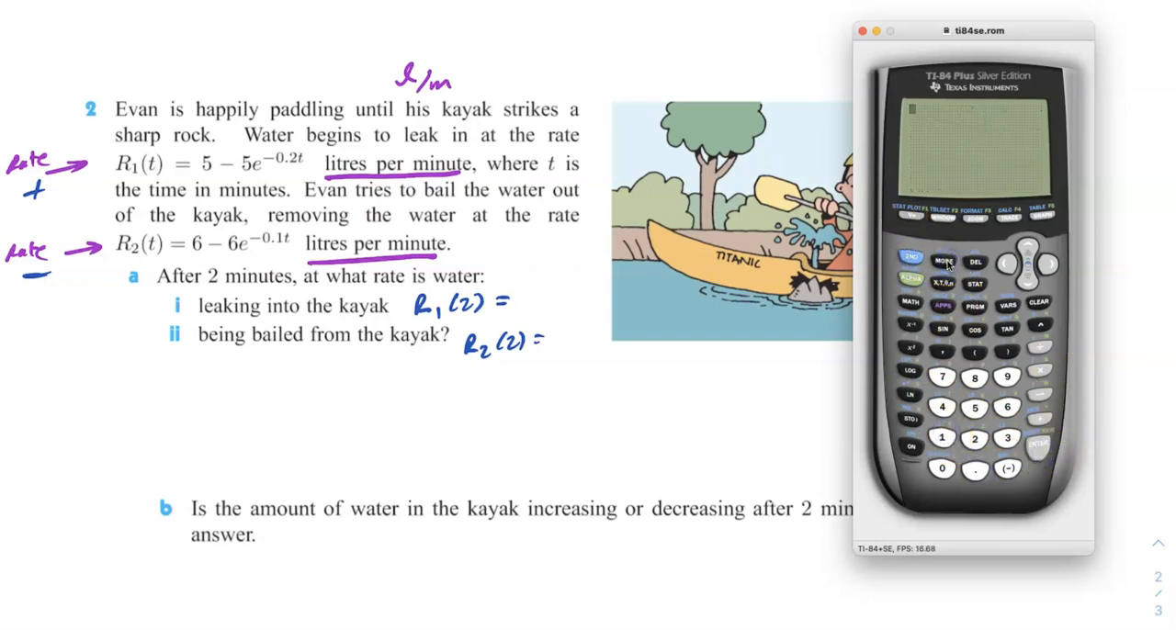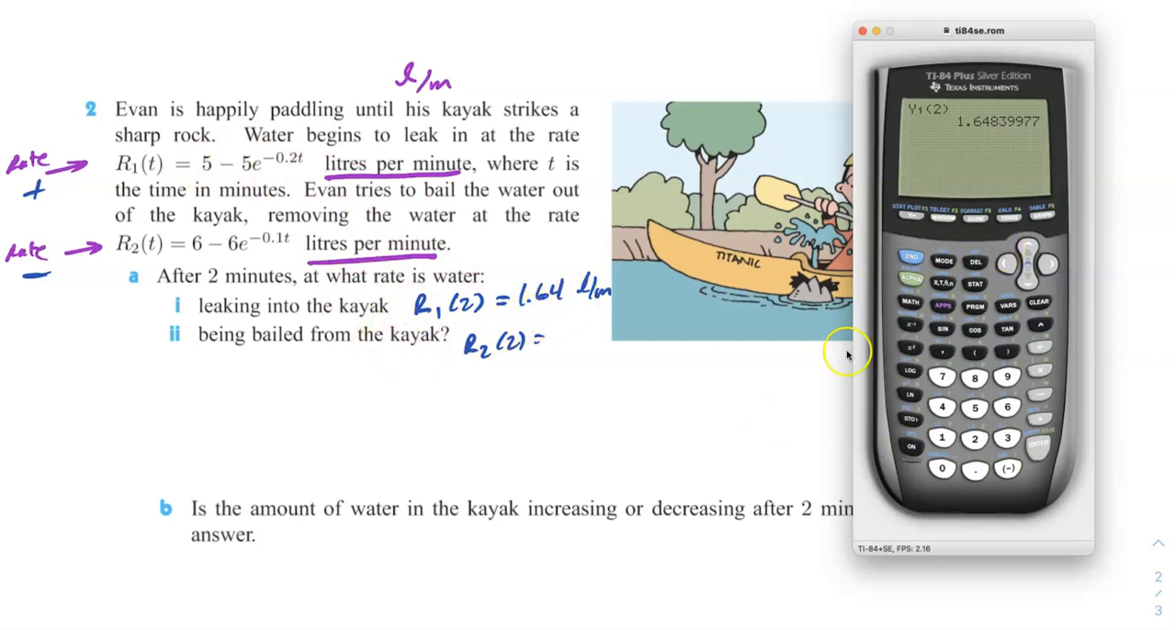Now this one's a little tricky. How do I plug 2 into the first equation, my y1? I'm going to go alpha trace y1, and then I'm going to put parentheses 2. That's letting the calculator know I want you to plug 2 into the y1 function, which for me is r1. And we get 1.64 liters per minute, right? Because that is the rate. We're just plugging into this equation. So I get 1.64 liters per minute. That water is leaking into the ship.